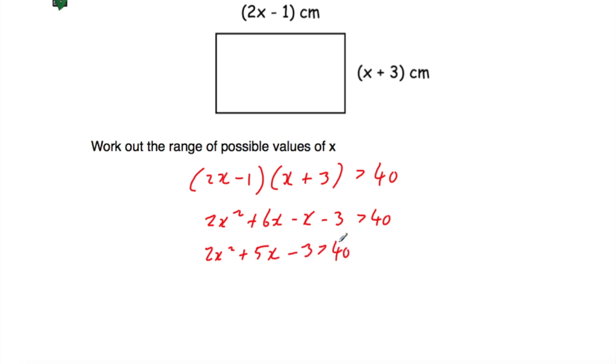Whenever we're dealing with quadratic inequalities, it would be great if one of the sides is 0. So let's take away 40 from both sides. Let's take away 40 from the left-hand side, and let's take away 40 from the right-hand side. So the left-hand side will now become 2x squared plus 5x minus 43 is greater than 0.